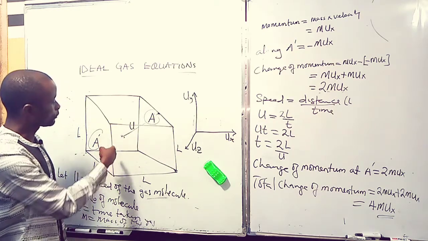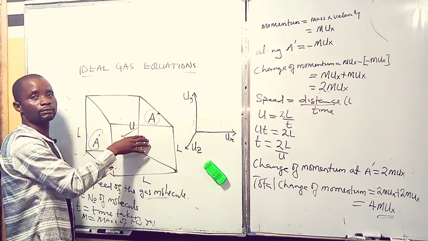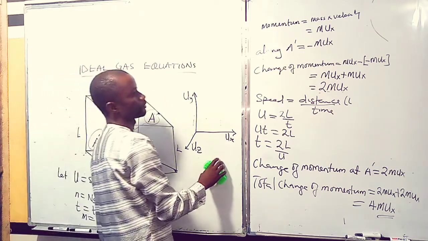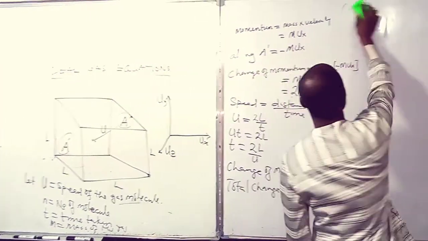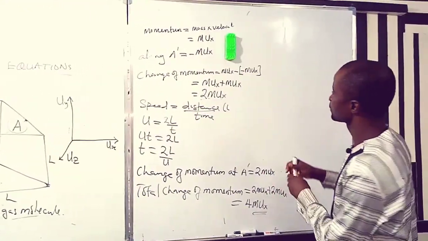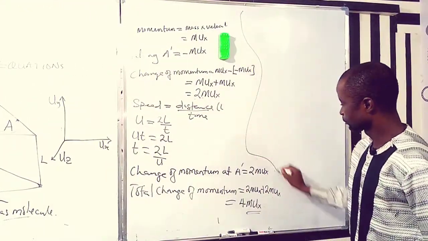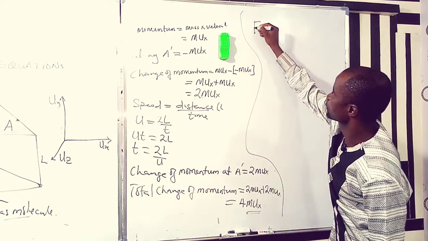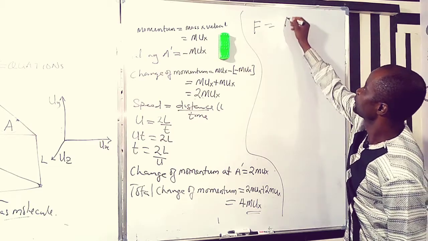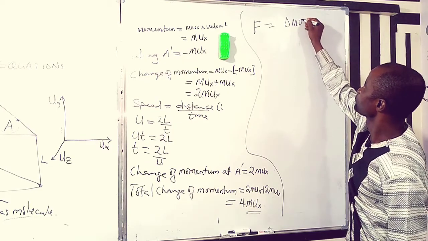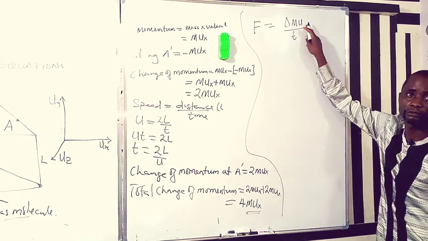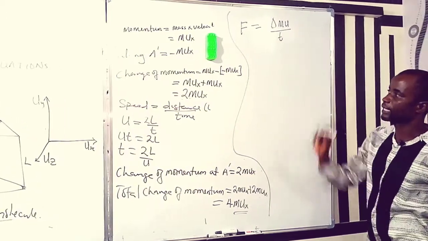Now, let's look at the rate of change of momentum of this gas molecule and the force exerted on the wall of the container. Let's look at this side. From the second law of motion, force equals delta mu over T. That is the rate of change of momentum of the gas molecule.